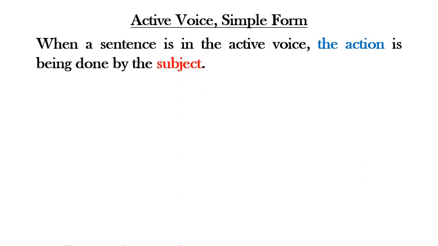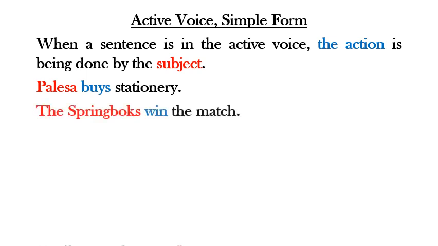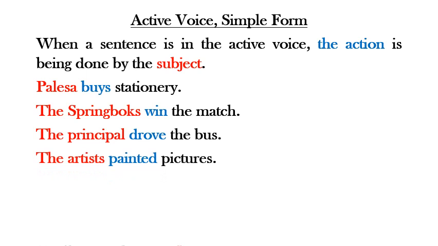Here we have the active voice in the simple form, and the best way to explain this is to use examples. Now here we have the sentence in the active voice, and the action is being done by the subject. Here is an example. You've got Palesa as the subject, and what's she doing? Buys stationery. You've got the Springboks win the match. Oh yes, the Springboks are the subject, of course. The principal drove the bus. Finally, the artists painted pictures.